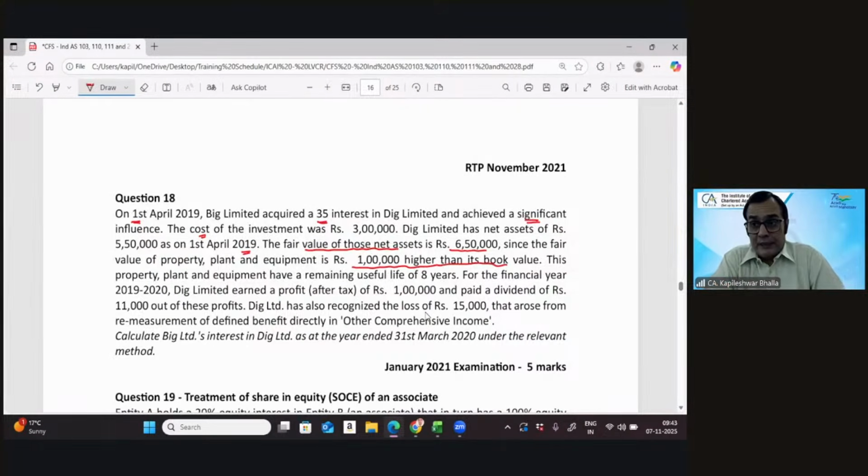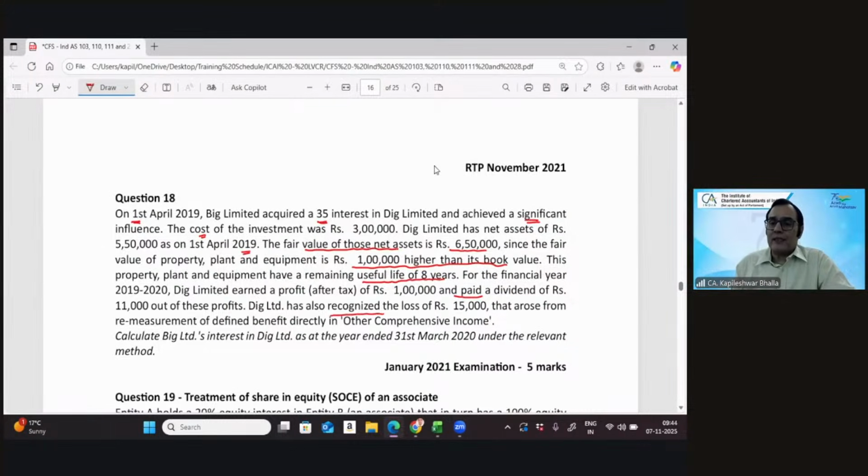Anything coming to your mind as you read that the fair value is more than the book value by 1 lakh due to PPE? Is there anything which is coming to your mind to be incorporated in the equity method? The life of the plant is supposed to be 8 years. So what is going at the back of your mind? What are you going to make adjustments for in this particular case? Additional depreciation. That's rightly said. It is going to be an additional depreciation. Wonderful. For the financial year, Dig earned profits of 1 lakh and paid dividends of 11,000.